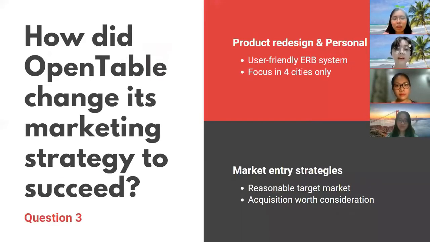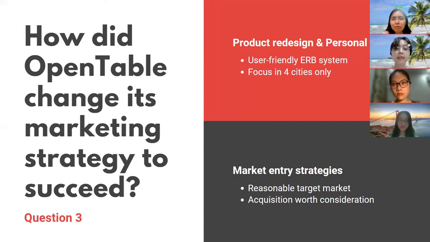Okay, and I'll answer our question, which is: how did OpenTable change its marketing strategy to succeed? I propose two solutions here. First, they would change the product, by redesigning their product. They retooled their hardware and software to create a user-friendly ERB system, and they also deployed a door-to-door sales force to solicit subscriptions from high-end restaurants.